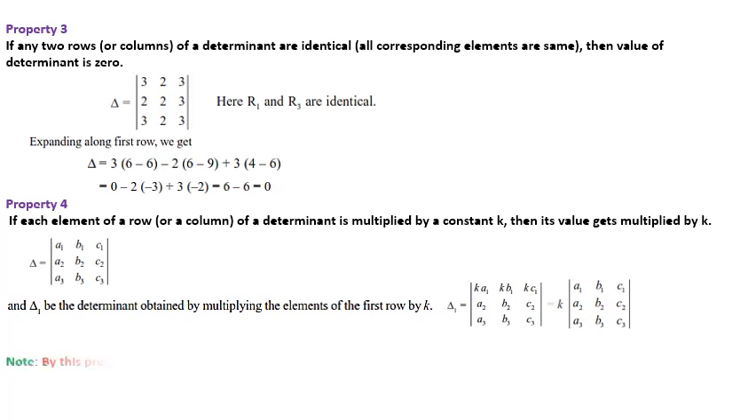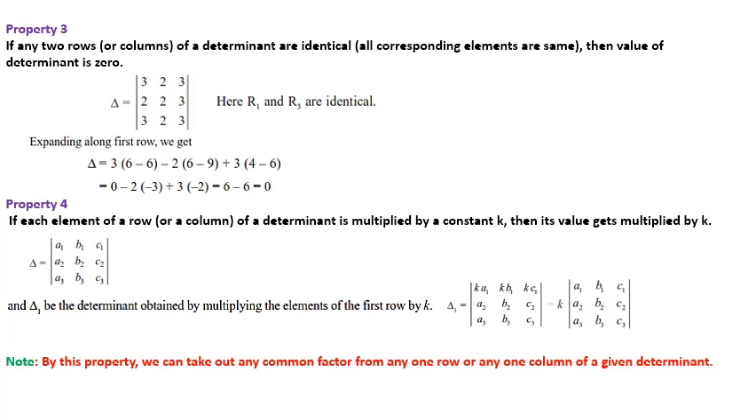So through this property we can derive one more fact, that is, we can take out any common factor from any row or any column of a given determinant. Just for an example, I am taking this determinant alone: ka1, kb1, kc1 and a2 b2 c2, a3 b3 c3. When you check the first row, k is common. So we can take k outside, and the balance first row is a1 b1 c1, a2 b2 c2, a3 b3 c3. This we can derive as a result from property number 4.